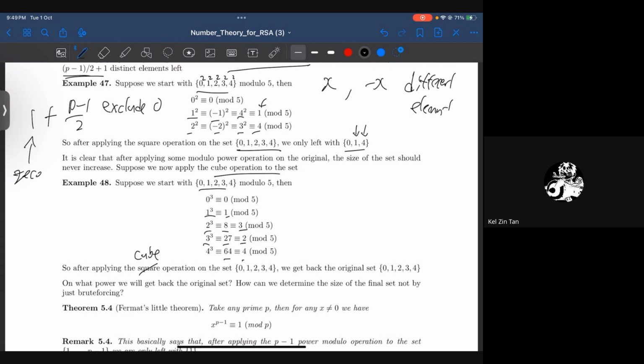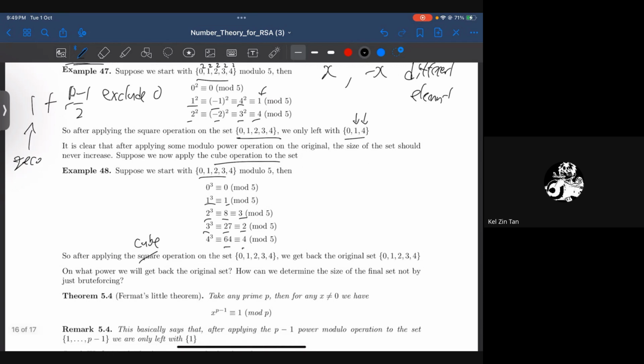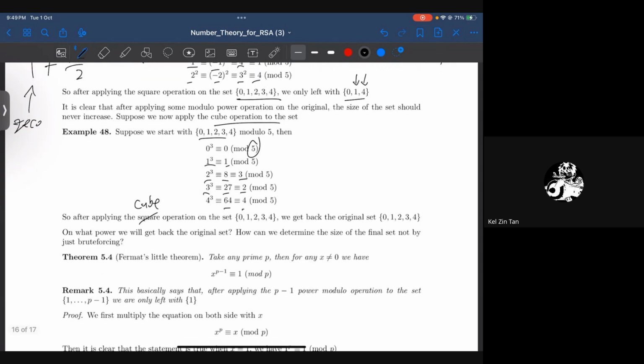You wouldn't crash. But when we are doing the square, we will always have a crash because the negative value and the positive value will always map back to the same thing. But when you apply the cube, it will never crash. Actually, it kind of depends on what modulus you put. But from what we see here, it never crashes. So now this raises an interesting question. What power will give us back the original set? And can we determine the size of the final set just by looking at the powers that we are working with? That is the interesting question that we think about.